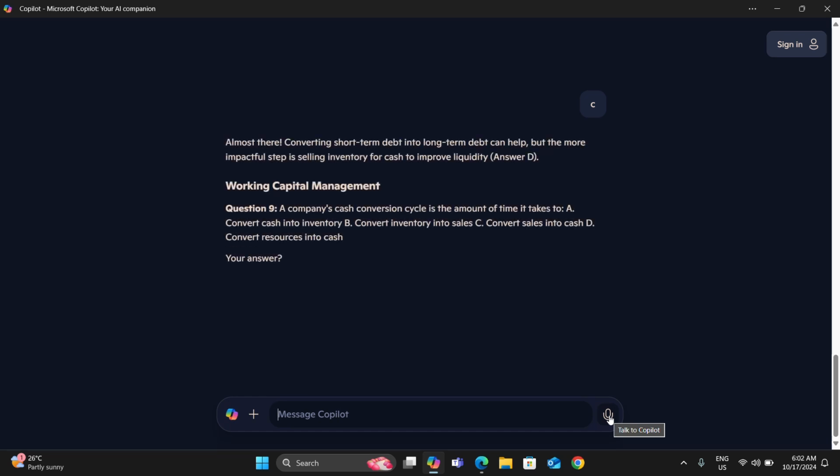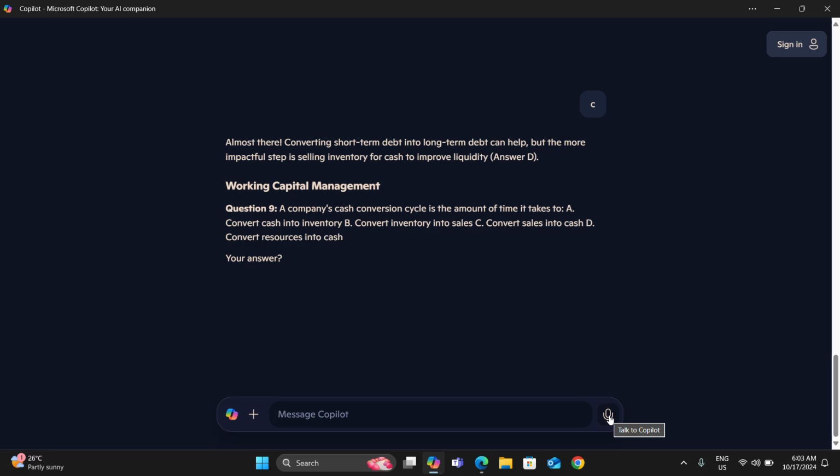Almost there. Oh no. Converting short-term debt into long-term debt can help, but the more impactful step is selling inventory for cash to improve liquidity. Yeah, I agree. Of course, liquidity mostly talks about cash. You can say that a company is liquid if it has more cash. Okay? So, I agree with that answer with Microsoft Copilot.